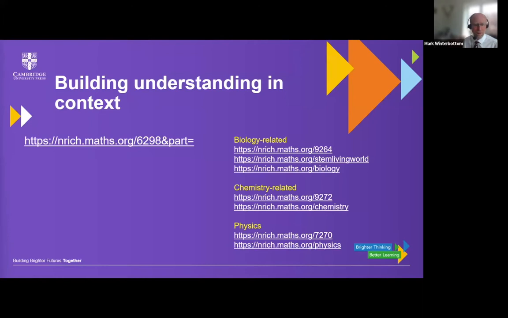Lovely. So what have we talked about? We've talked about that building understanding in context as being really key. And what I've done here is given you a site which links to an initiative at the University of Cambridge, which is called Enrich. And it gives you a number of different mathematical problems which take you from context to understanding. So if you think that you can make a difference to your students' mathematical understanding in your lessons, have a look at biology, chemistry, or physics Enrich.